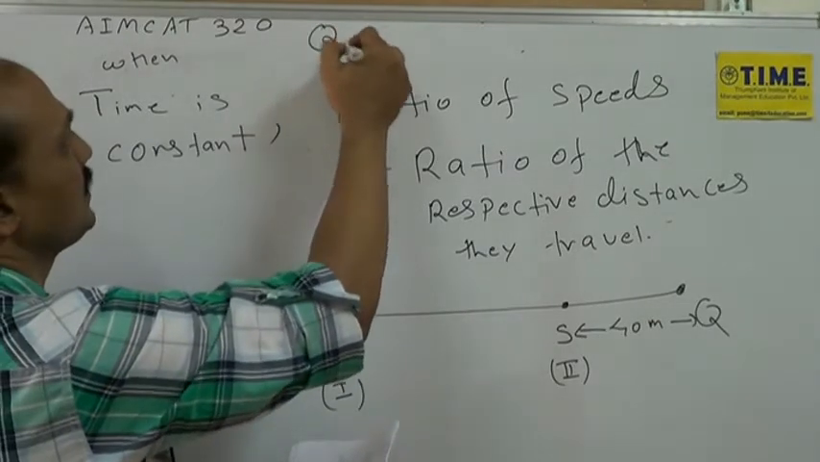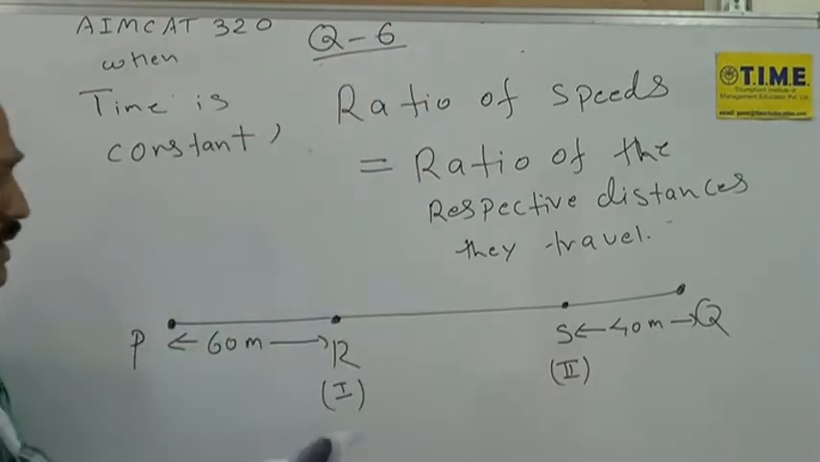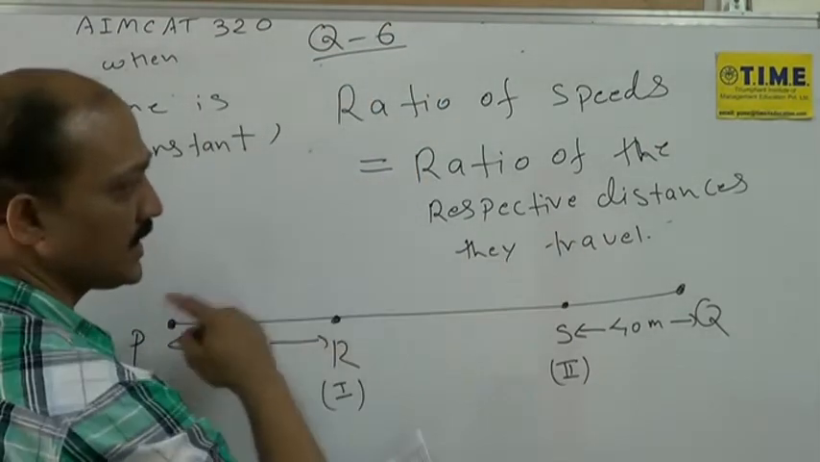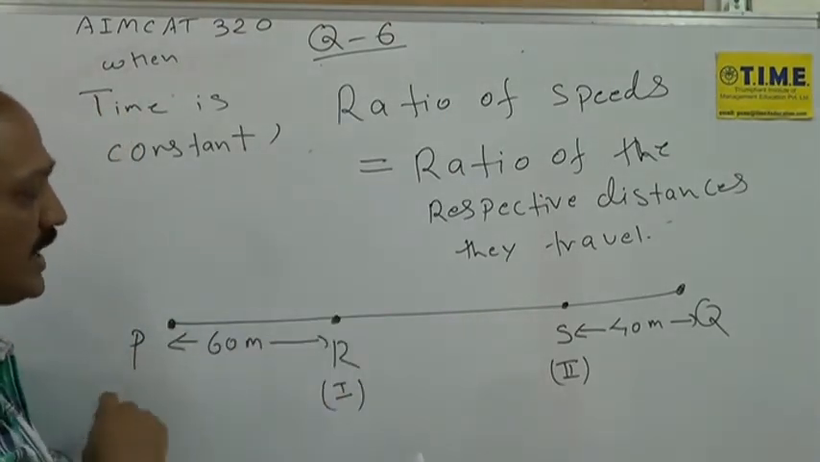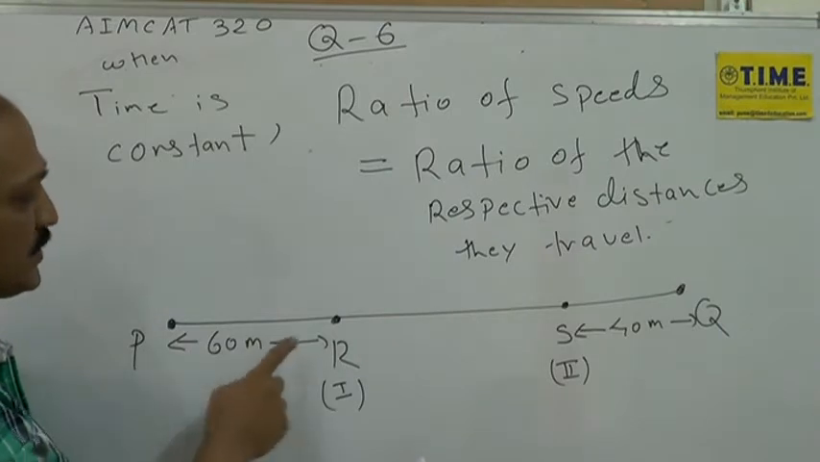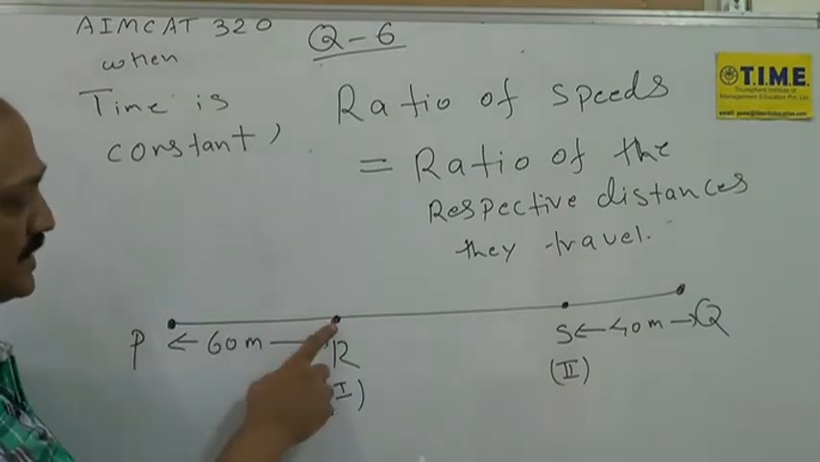AIMCAT-1320, question number 6. It says two persons A and B start simultaneously from P and Q, so they are starting simultaneously and going in the opposite direction. A meets B at a distance of 60 meters from P for the first time. This is the place they meet for the first time.